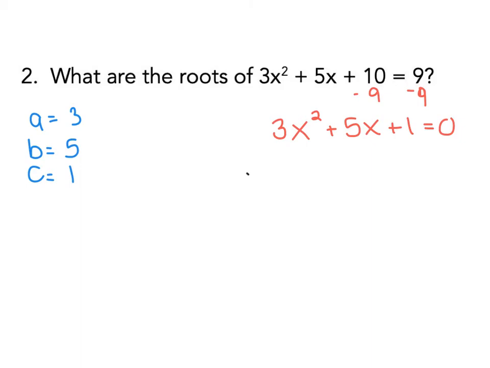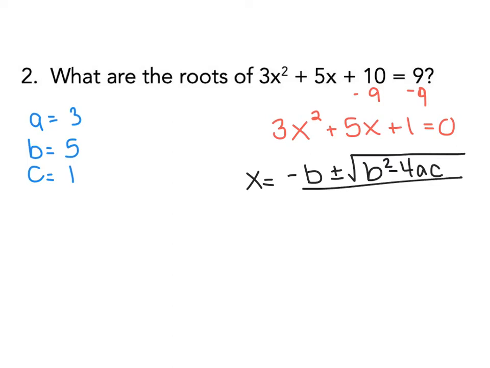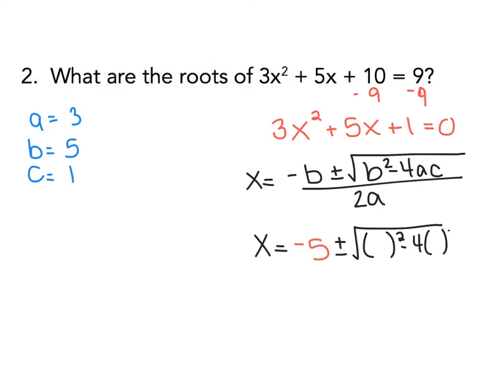Again, until you get really good at this, practice writing the quadratic formula to help you learn it. The quadratic formula is negative b plus or minus the square root of b squared minus 4ac all over 2a. And then we begin substituting. The opposite of b would be negative 5 plus or minus the square root of b squared minus 4, I'm going to open up some parentheses, times a times c, all over 2 times a. Let's substitute. b is 5, minus 4 times 3 times c would be 1. And on the bottom, 2a would be 2 times 3.